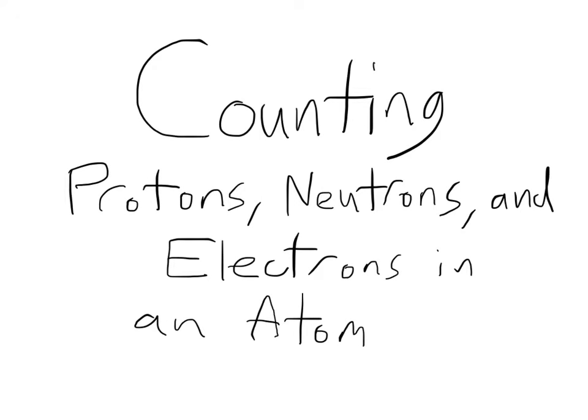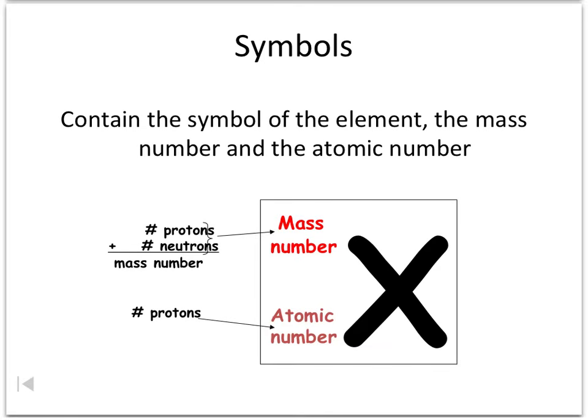This video is about if you're given an element, how do you count the protons, neutrons, and electrons of an atom of that element? If you take out your periodic table, you'll see a whole bunch of symbols, and these symbols are letters. For example, the first element on the periodic table is H for hydrogen. The next is He for helium.